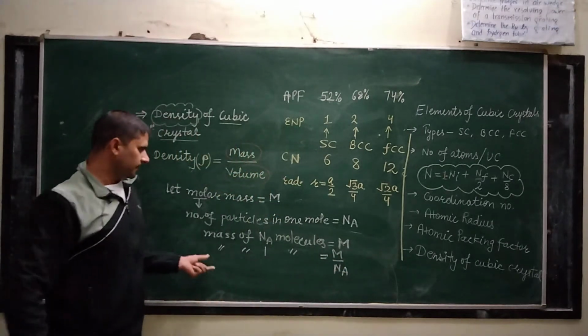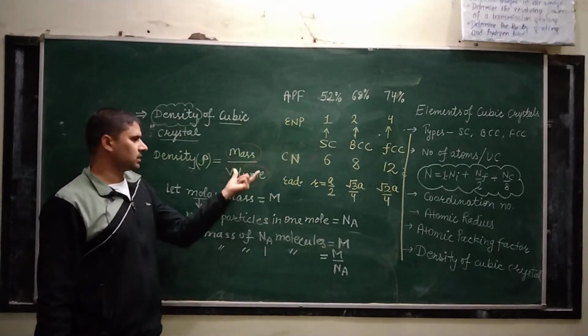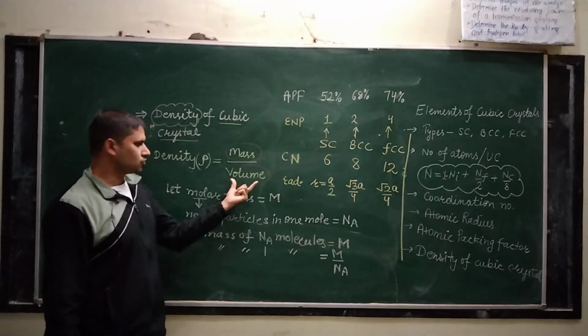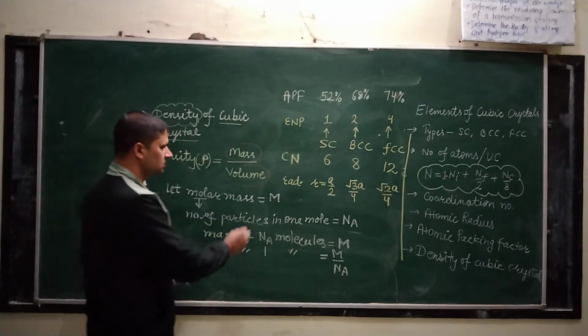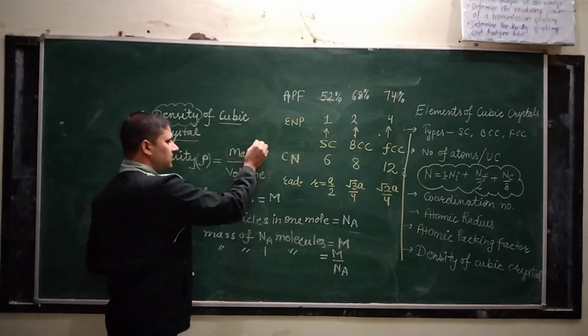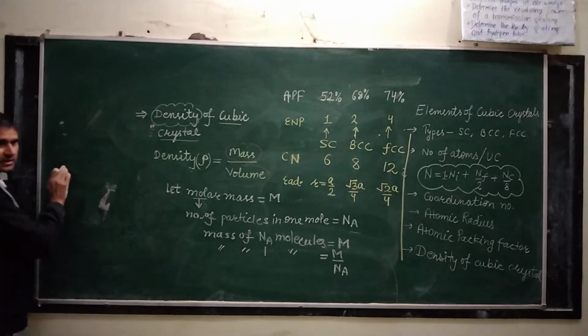Now we are to see how we will find the mass of the unit cell. This is the volume of the unit cell, which is a cube. Okay, and now the mass will be here.